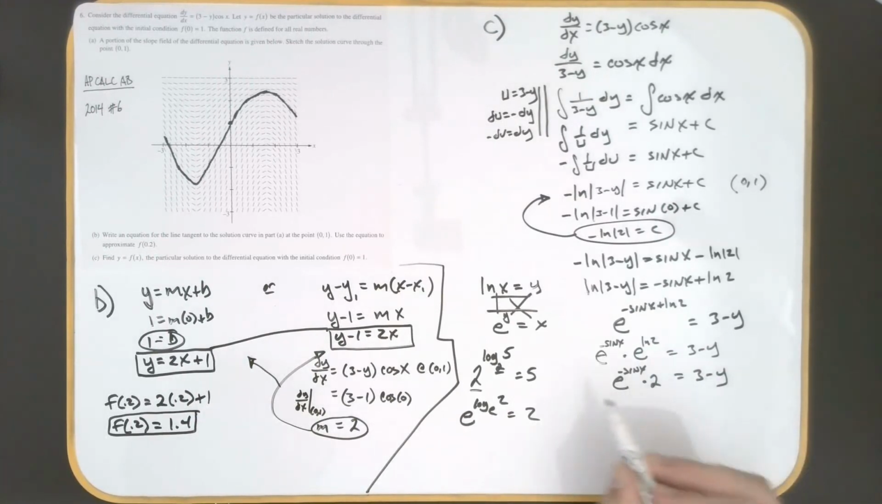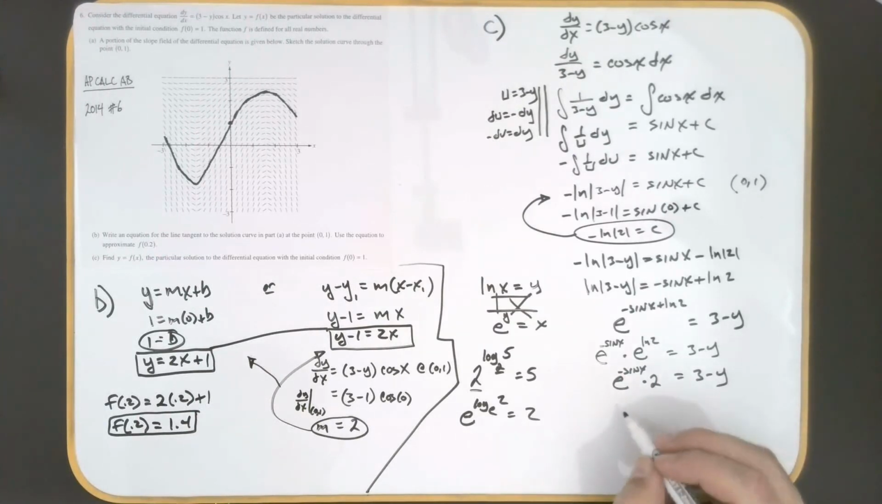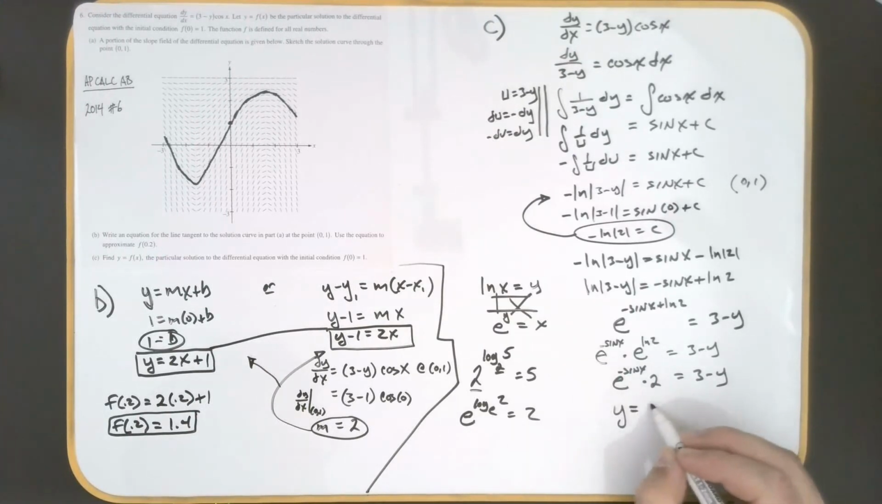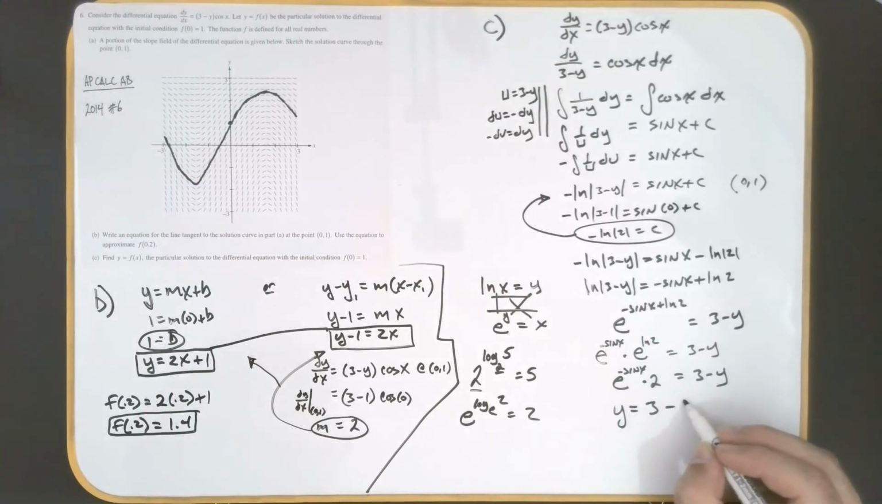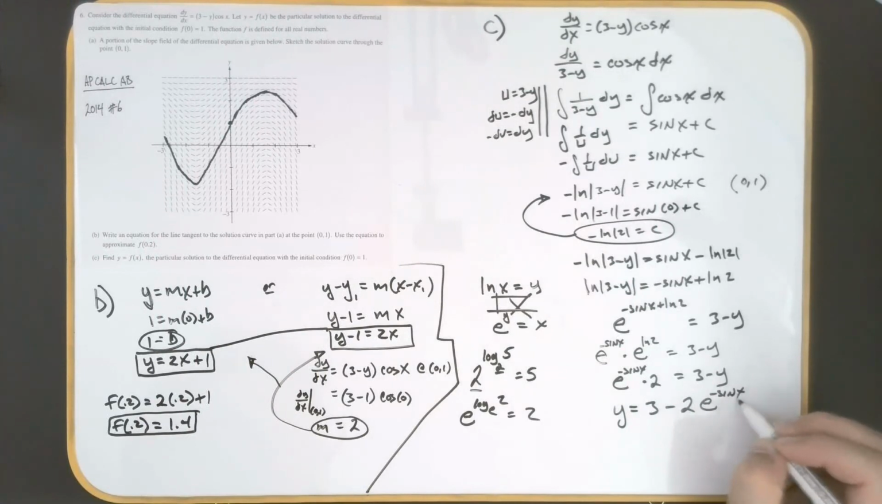So I'm going to add the y over. I'm going to bring these guys over here. And so what winds up happening is I get y is equal to 3 minus 2e to the negative sine of x.